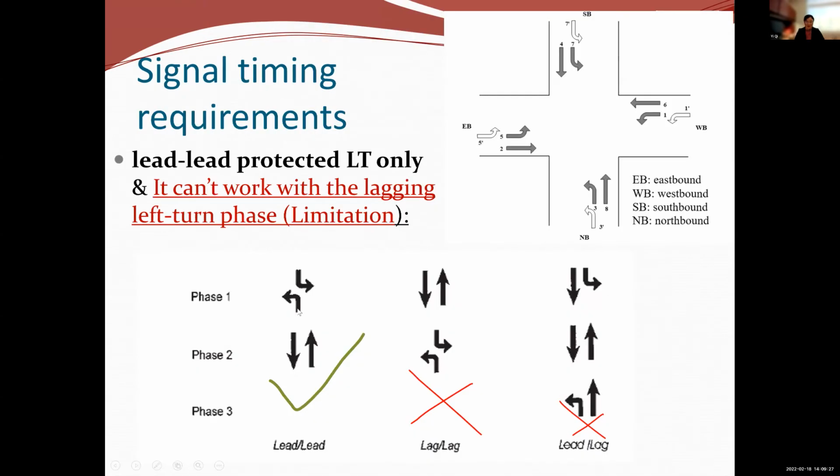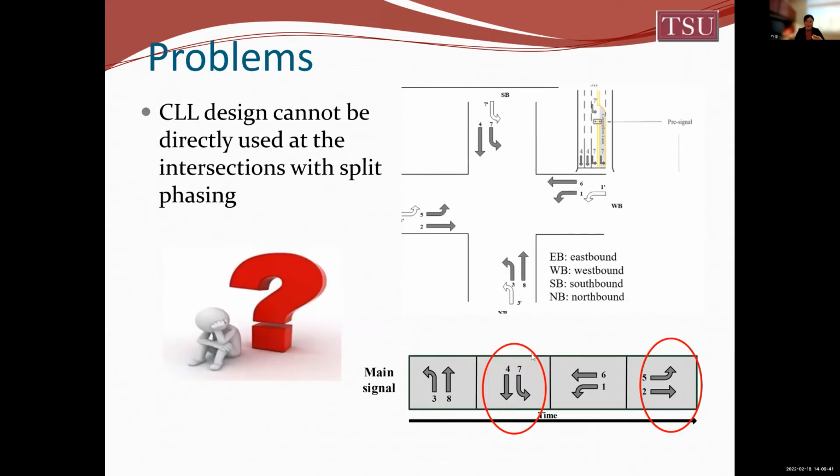But the problem is, as I mentioned before, the Contraflow left turn design only works with the lead phase. So it cannot work with any lag phase. But in split phasing, you have one direction that has to be the lag phase, right? Because you switch the signal between the directions. So one direction has to be lag. So in this way, we cannot directly apply the CLL design at an intersection using split phasing. So how do we solve this problem?